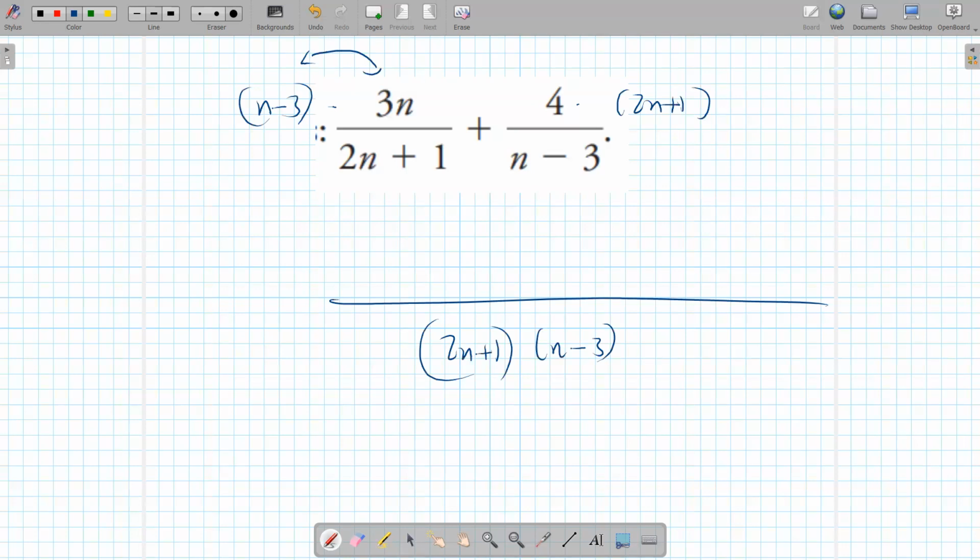If we FOIL the first guy, what do you get? 3n squared minus 9n. Yeah. What about if you FOIL the other bracket, this one? 8n plus 4. 8n plus 4 works. So then you have minus 9n plus 8n is minus n, yeah?